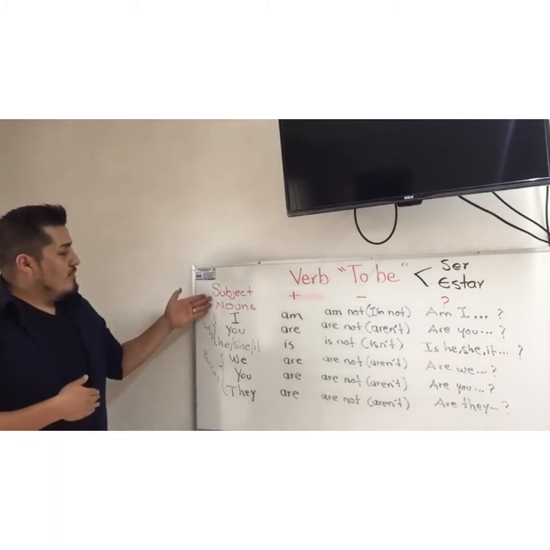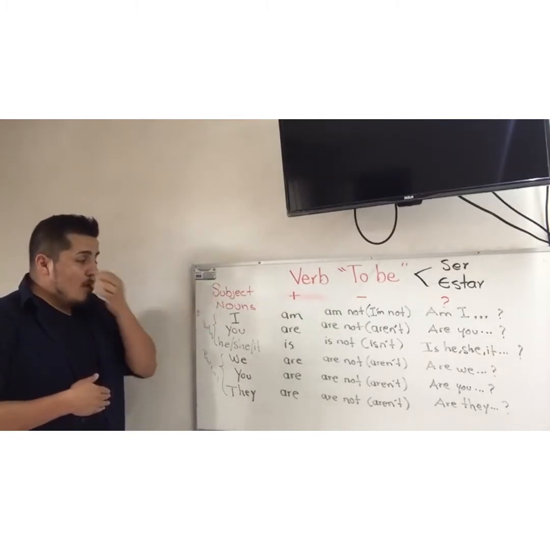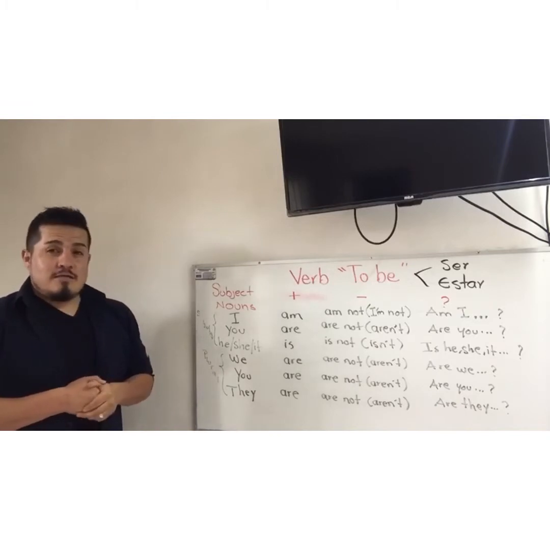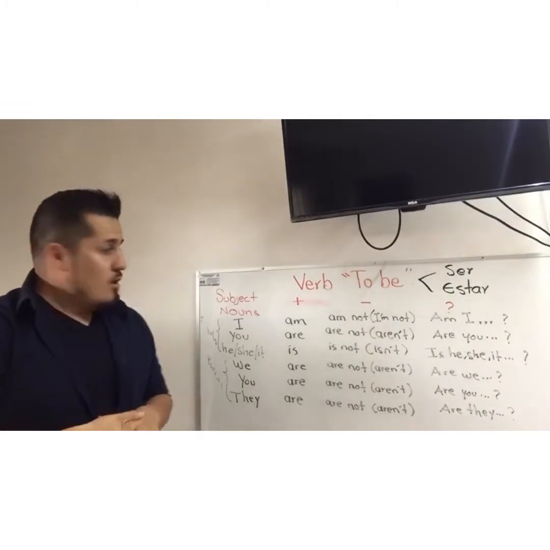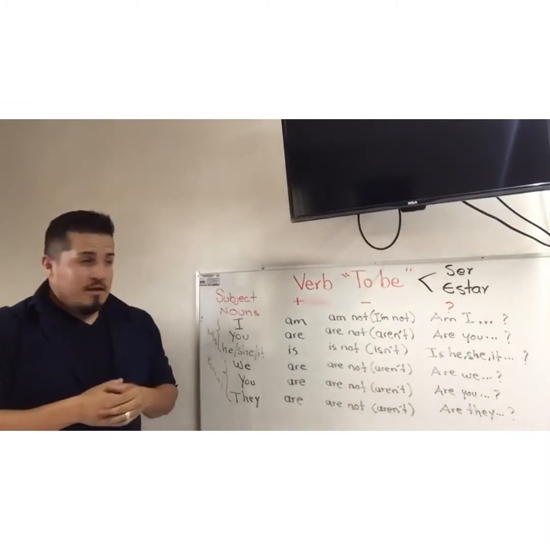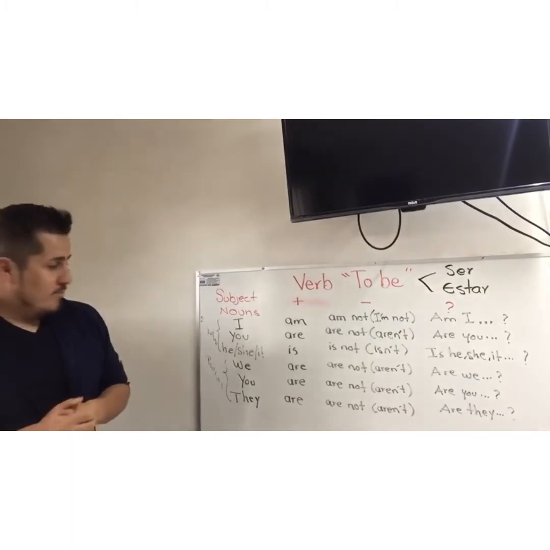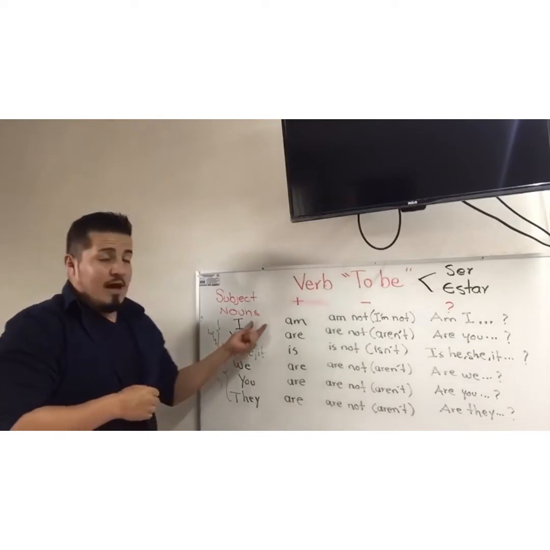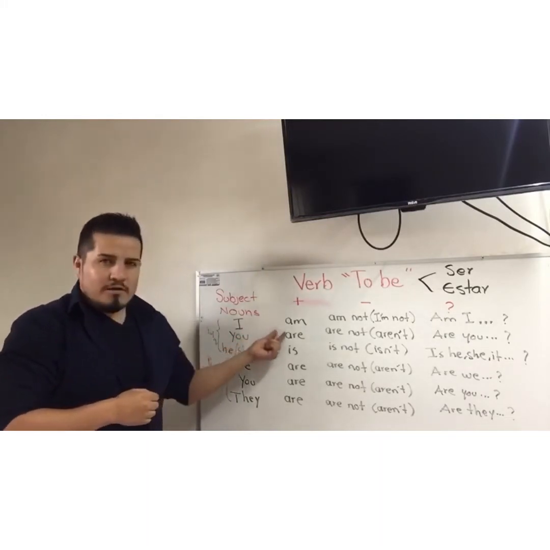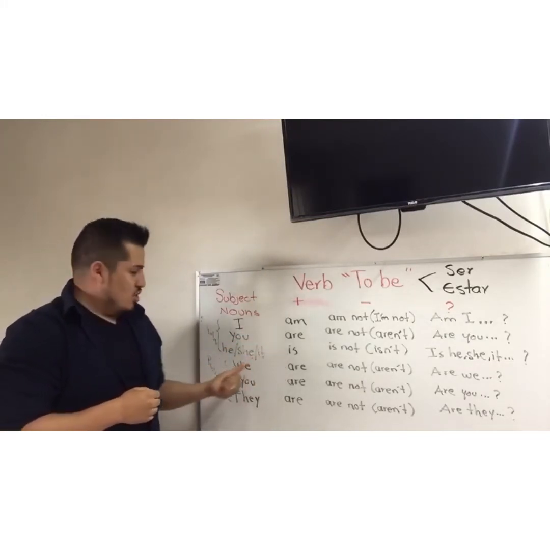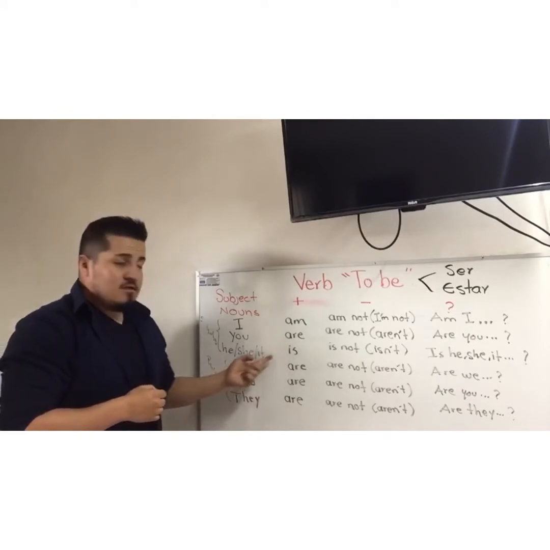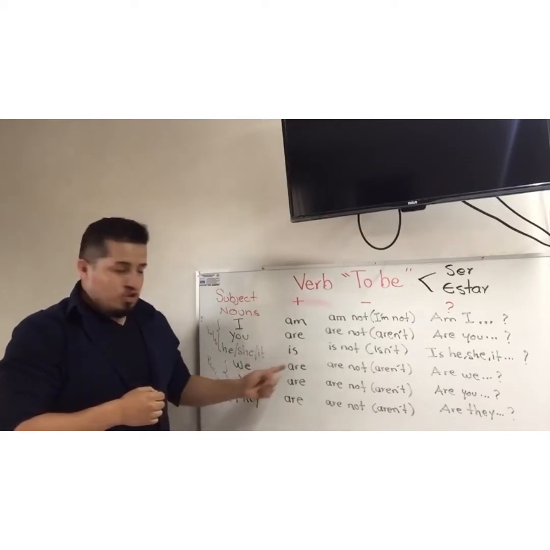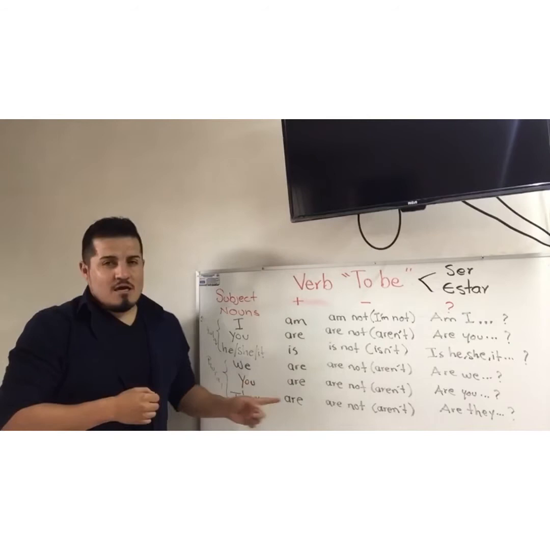Okay? Now we have the subject. Now we can start conjugating the verb to be. Once we have a subject, we can start to conjugate it. So, the affirmative form of the verb to be is I am, you are, he is, she is, it is, we are, you are, they are.